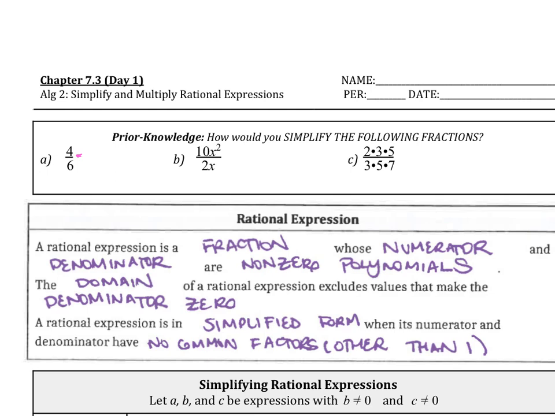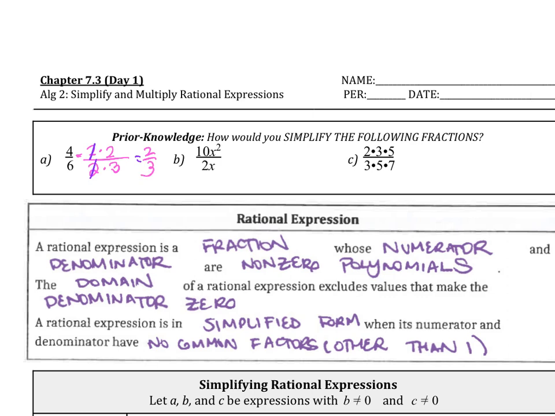in the top and the bottom, let me break this down to prime. So 2 times 2, and this is 2 times 3, right? 2 times 3 is 6. So what we can do is divide out the common factors. So 2 and 2 cancel out, and so that's why the final answer is 2 over 3.